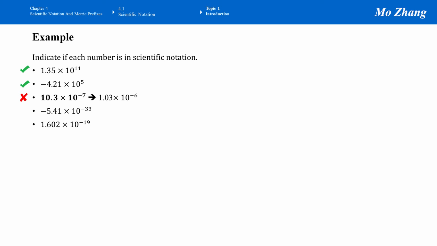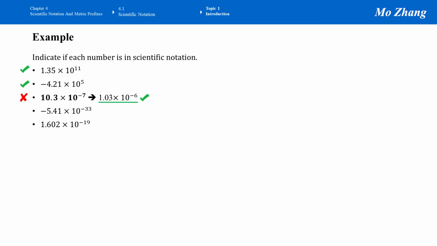Since we moved the decimal point to the left, the number part is reduced by a factor of 10. To keep the original value the same, we need to do the opposite for the exponent. We need to add 1 to the exponent. So at the end, it's 1.03 times 10 to the power negative 7 plus 1. The result is 1.03 times 10 to the power negative 6. Later, we have a few more examples like this about moving the number's decimal point and changing the exponent.